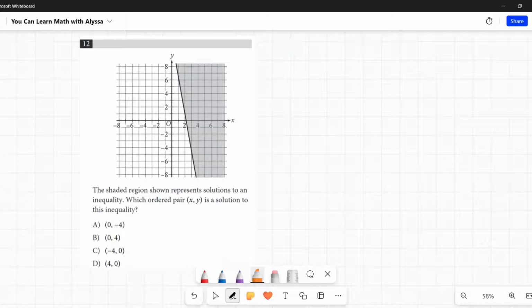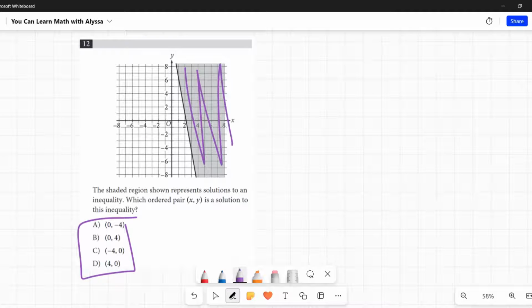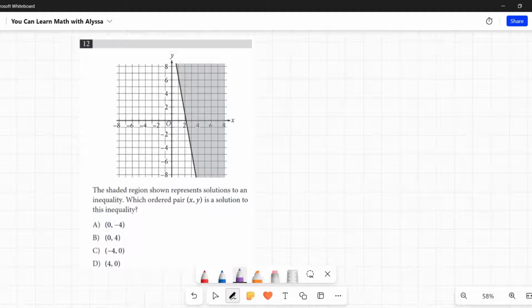This one is a solid line and a shaded area, so the ordered pairs that are on the line or in the shaded area are my solutions. So what they want you to do is look at these 4 options. Again, we're looking at the answers and seeing which one works, and saying which of these is either in the shaded area or on that line. So let's go through them.